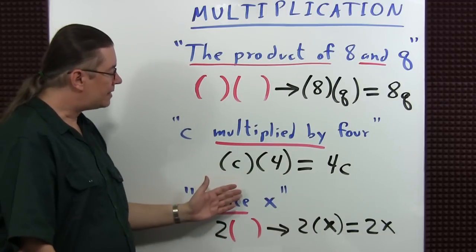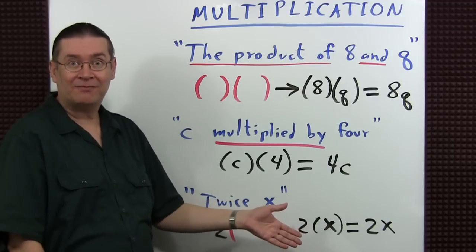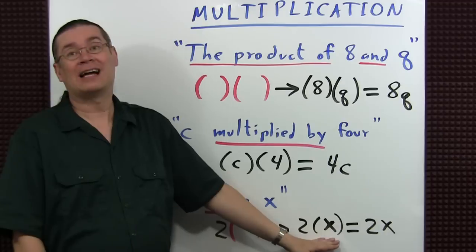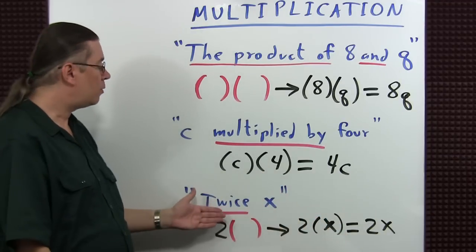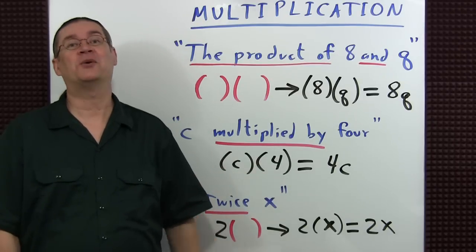Whenever I see the word twice, I write down 2 times something. Well, what? Oh, twice x. So it's 2 times x, which is equal to 2x. Now you may have other words besides twice. It could be double, triple, quadruple, and so on.